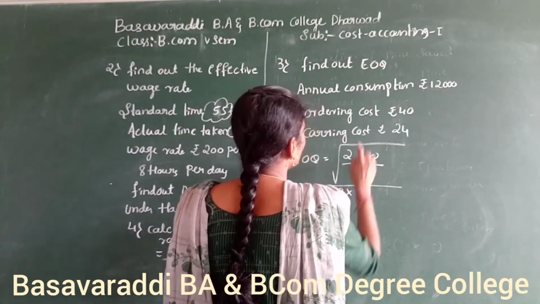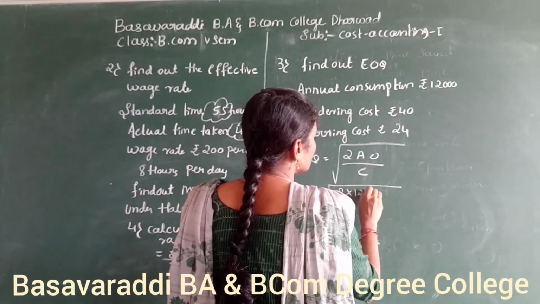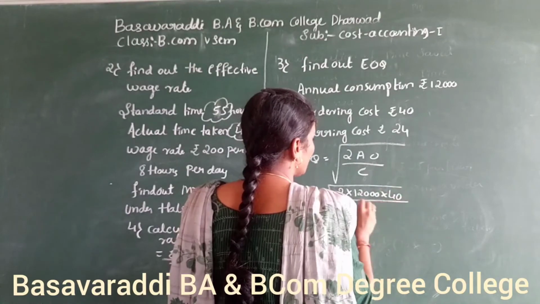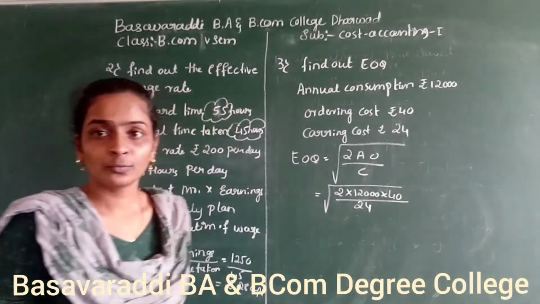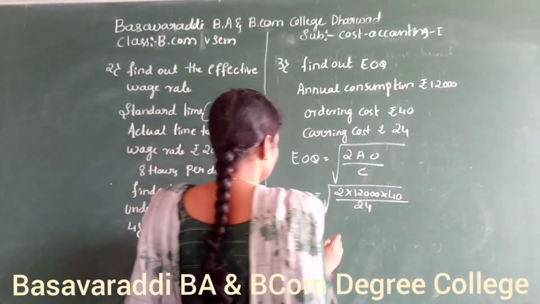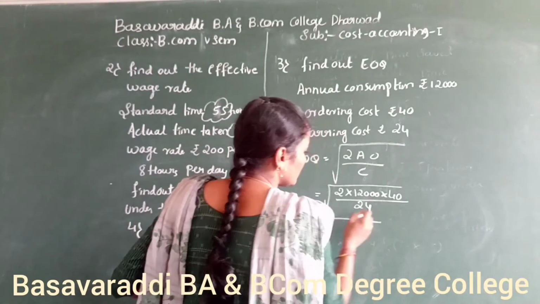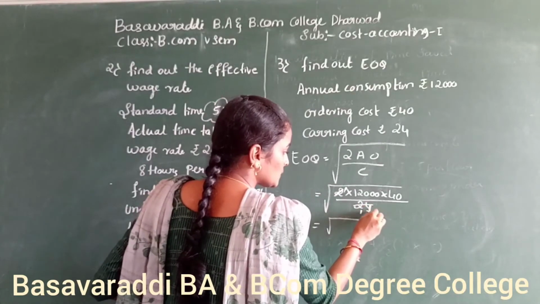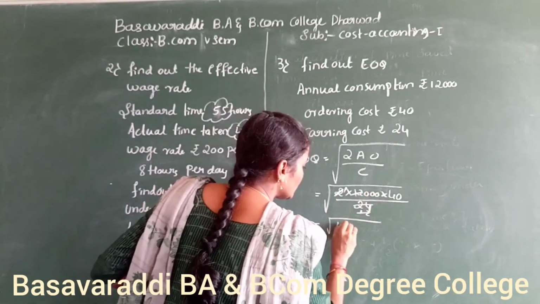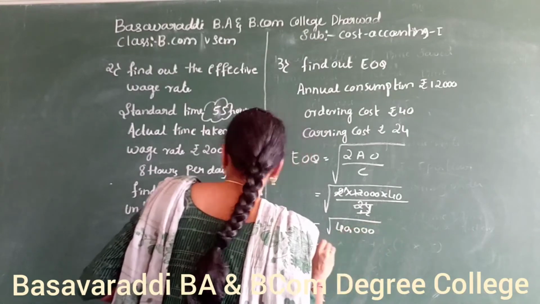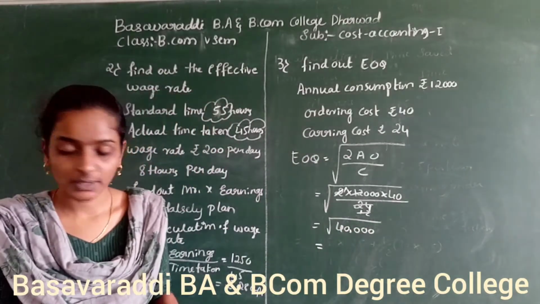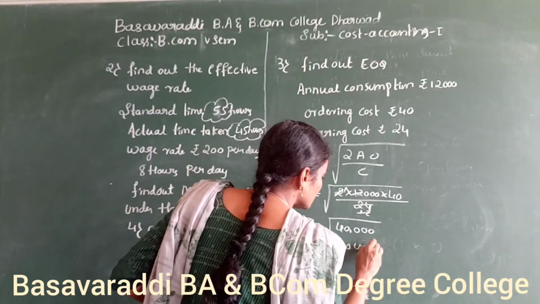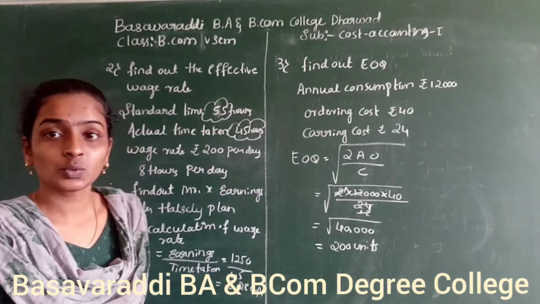2 into annual consumption, 12,000, into ordering cost, 40, divided by 24. 2 into 12,000 into 40 divided by 24 gives 40,000. The square root of 40,000 is 200 units.